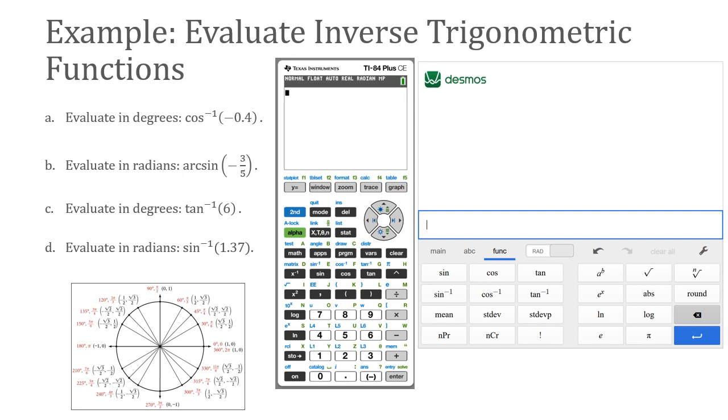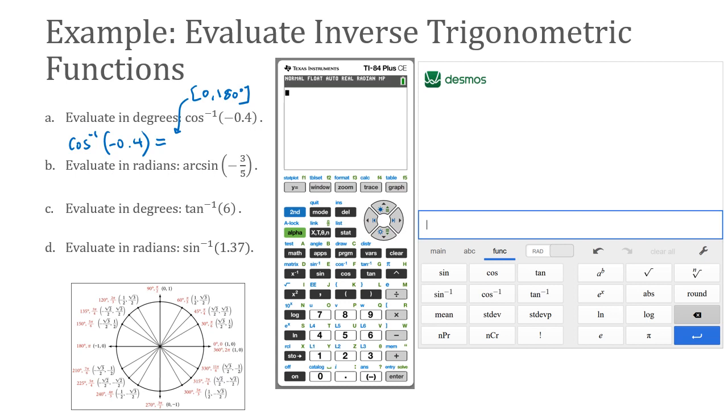Part A, evaluate in degrees inverse cosine of negative 0.4. So I'm going to write it down, cosine inverse of negative 0.4. And what I'm looking for is the angle measure in degrees. This is going to be an angle measure in degrees that I expect to see between 0 and 180 degrees that would produce a cosine of negative 0.4.